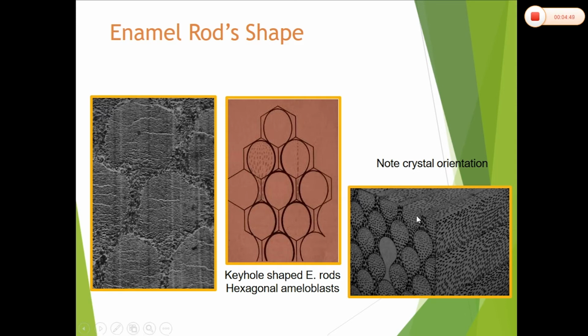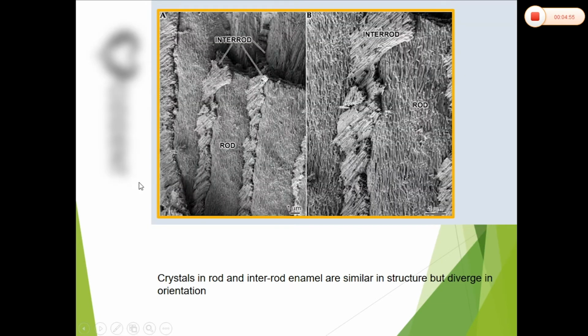Of course this is a diagram, but it is a real section of an enamel rod. This is the rod and this is the interrod area. The crystals are similar in structure, whether in rod or interrod enamel, but they diverge in orientation. There is divergence in them.